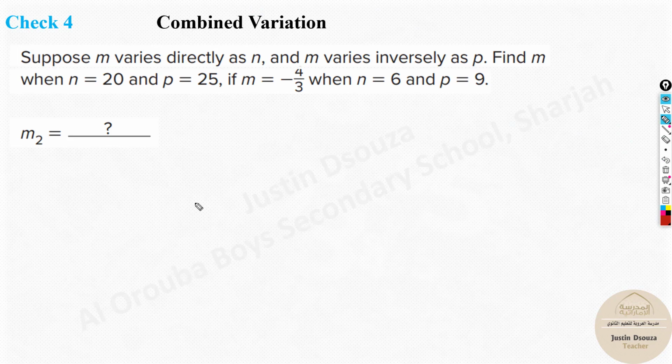So M varies directly as N. So let me write it out. M1 is equal to directly with N, so it's N1, and M varies inversely with P, so over here it will be P1. Now what is the second quantity? M2, P2 and N2. It's just that they won't be together. If M1 is up, M2 will be down. Over here N1, N2 down. P1 is down, so P2 is up.